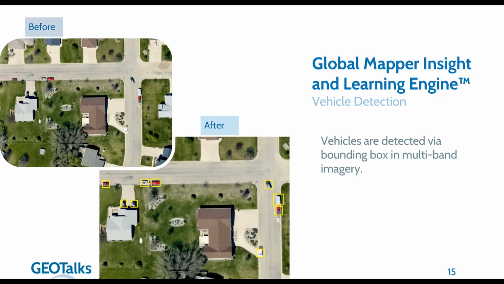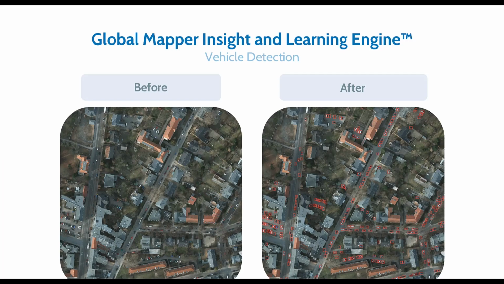And then lastly, we also have vehicle detection, and vehicles are detected via essentially bounding box in any multiband imagery. That could be in a suburban setting like here, or in a much more urban setting. You'll see on the right here where all the vehicles have been identified in the imagery itself.